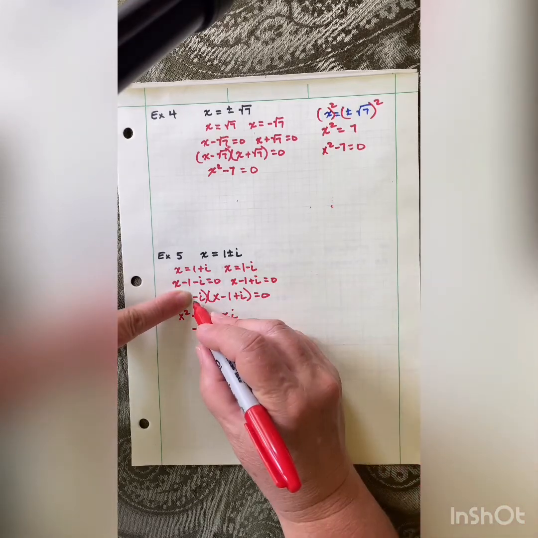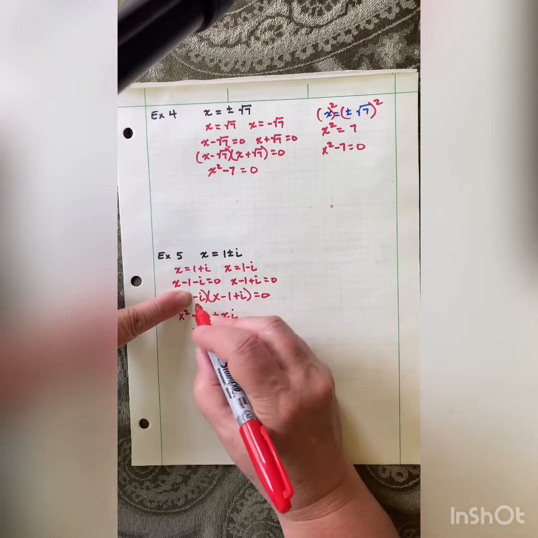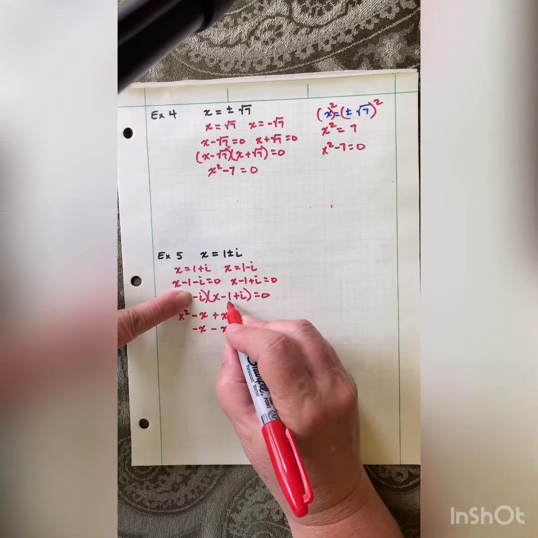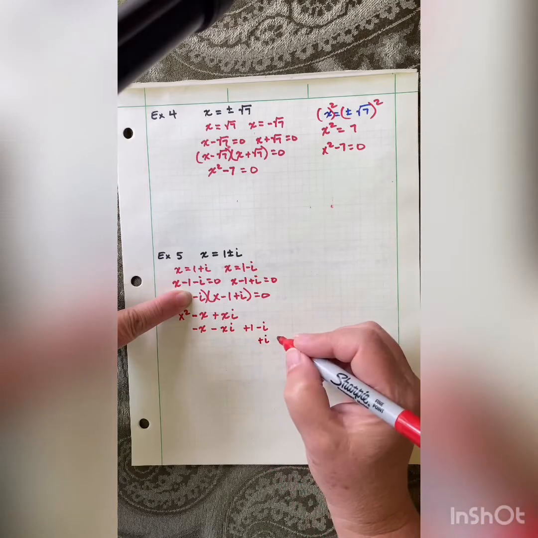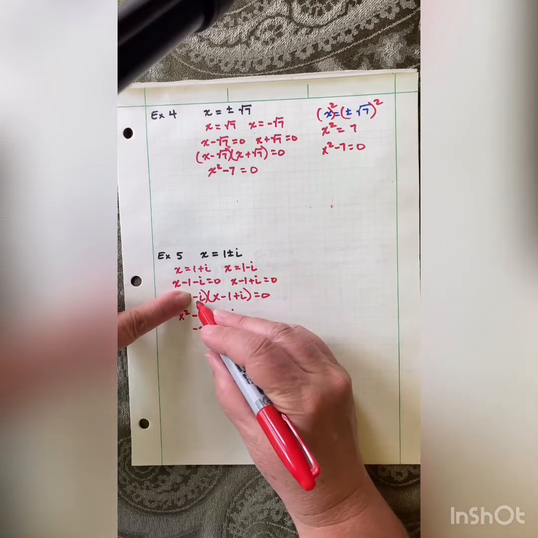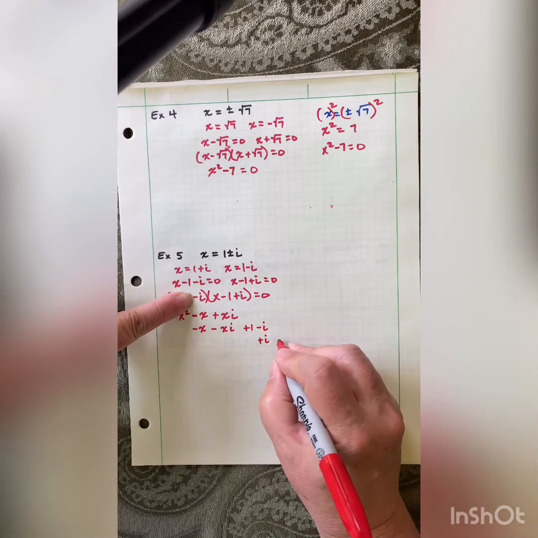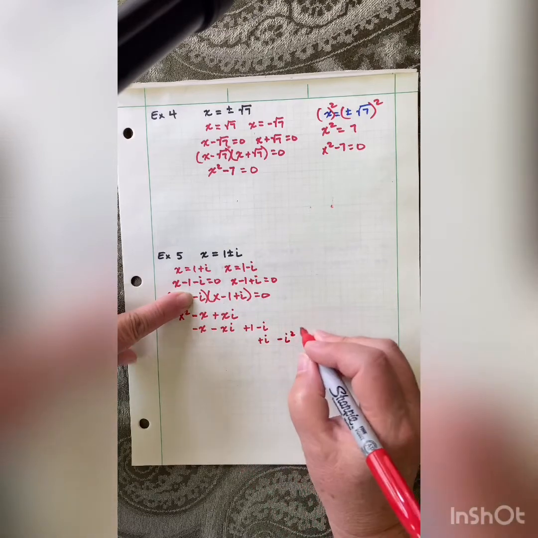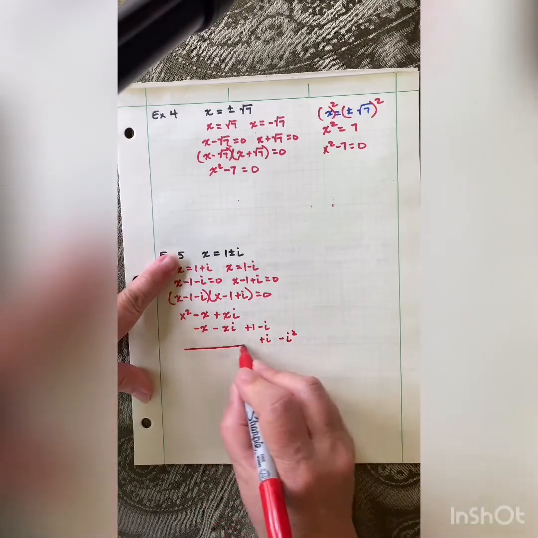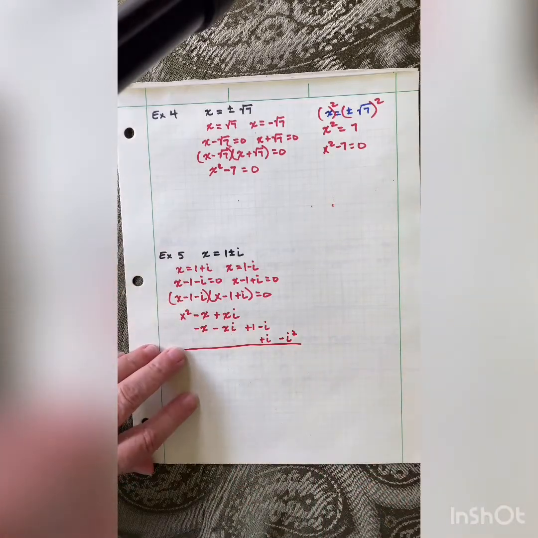Okay, let's move on to the negative i here. Negative i times x gives me a negative xi. Negative i times the negative 1 gives me a positive i. And the negative i times the i gives me a negative i squared. Okay. Oops, I put that one up there. It should have been down there. No big deal. Okay, let's take a look at this.